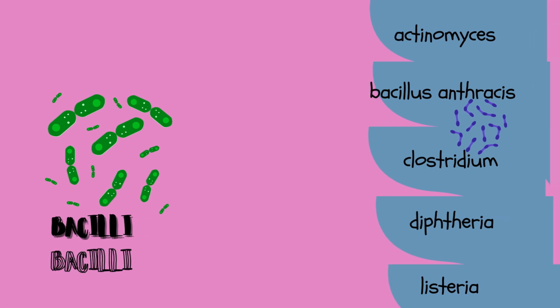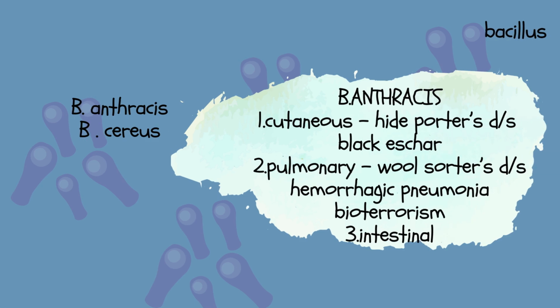Coming to Bacillus. Bacillus again has Bacillus anthracis and Bacillus cereus. And Bacillus anthracis can cause your cutaneous anthrax or pulmonary anthrax. Cutaneous anthrax is called Hyde-Potter's disease, and it presents with a black eschar. Pulmonary anthrax is Wool-Sorter's disease. It causes hemorrhagic pneumonia, and that is usually used as a bioterrorism agent, and it can also cause intestinal anthrax.